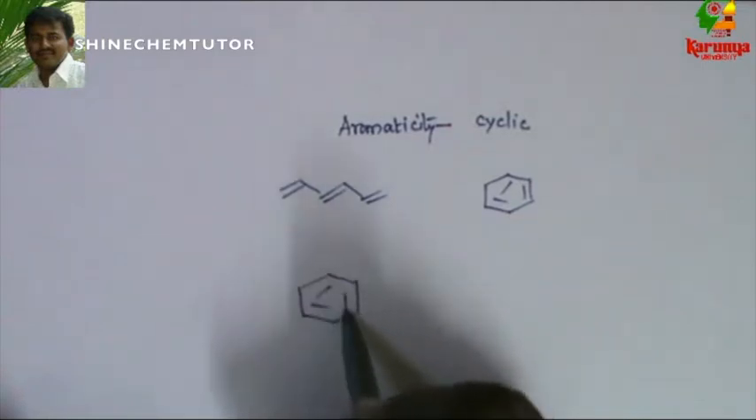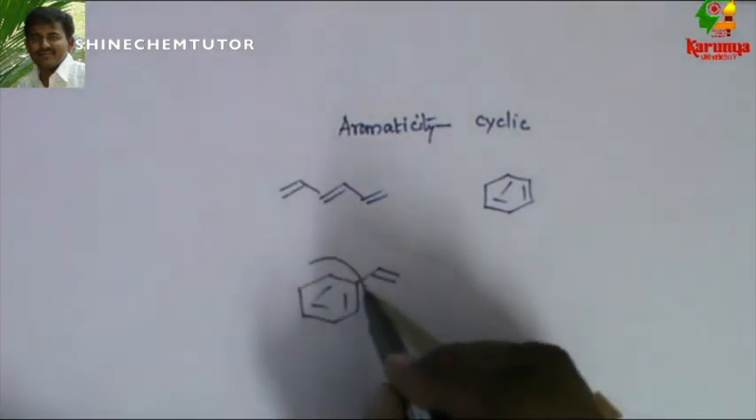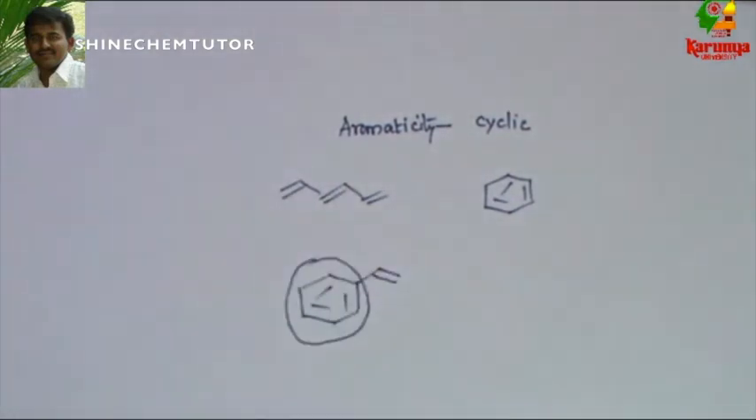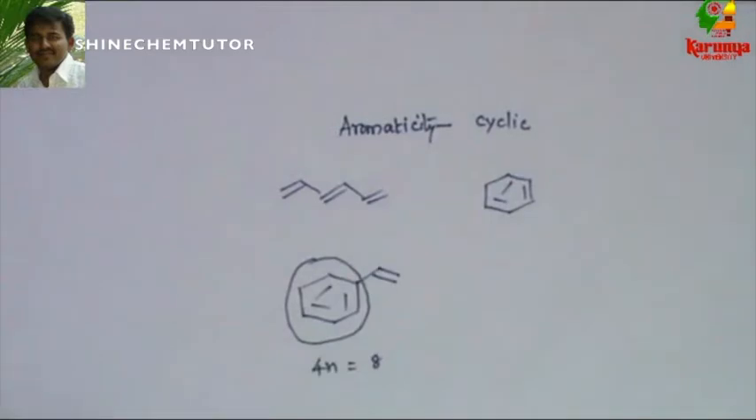What about this compound? Styrene. Here you have to consider only the cyclic portion. The number of electrons is 4n. There are totally 8 electrons. But when you go for aromaticity, you have to consider only the cyclic part.